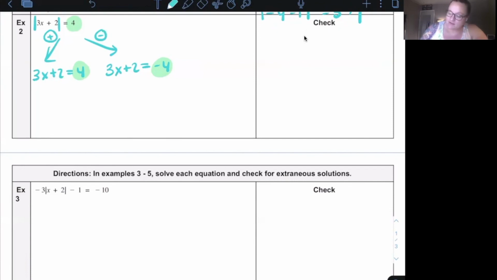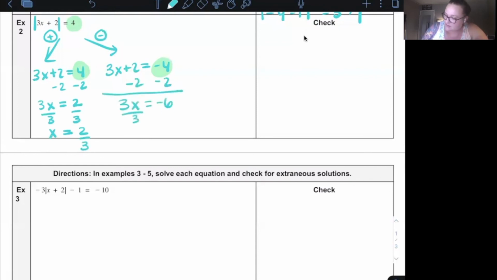All right, so when I solve this equation, I subtract 2 from both sides. I get 3x is equal to 2. I divide by 3. So I get x is equal to 2/3. In the other equation, I get 3x is equal to negative 6. Divide both sides by 3, x equals negative 2.